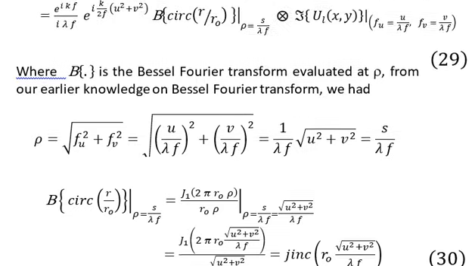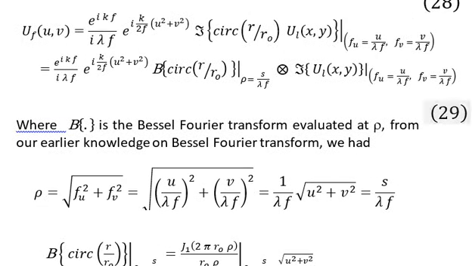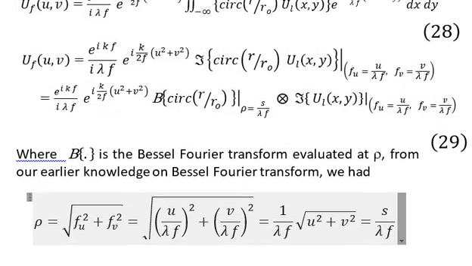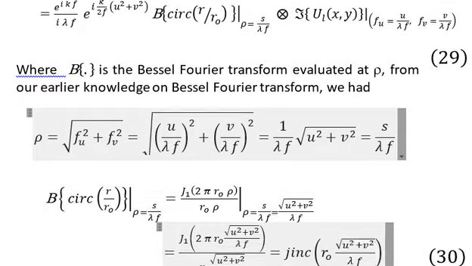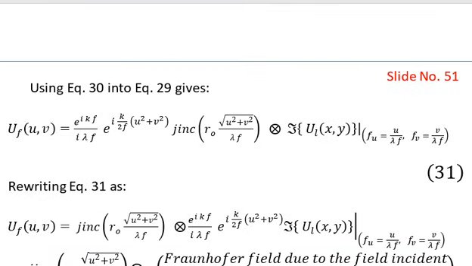Now you know that in equation number 9 the Bessel Fourier transform of the circ function is known, and we have also evaluated it at rho equal to s over lambda f. So using equation 30 in equation number 9 we have this. So you see that we have replaced the Bessel Fourier transform by the Jinc function, which we have evaluated, which is the Fourier transform of the circ function, as in equation number 31.